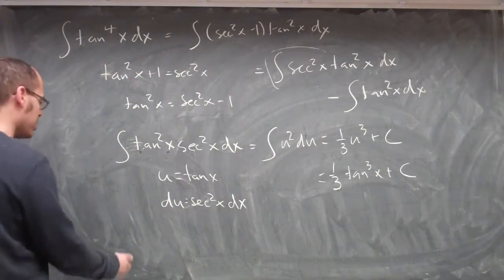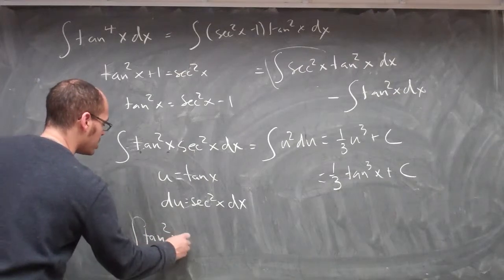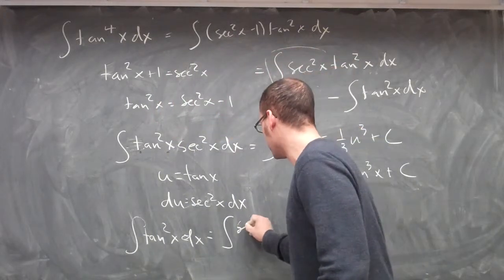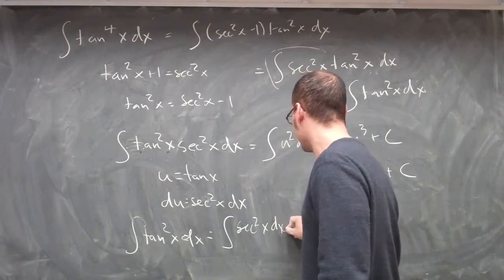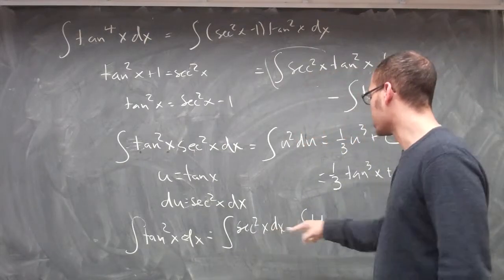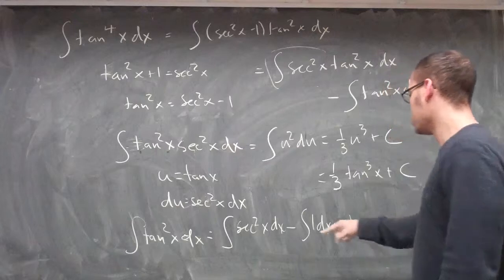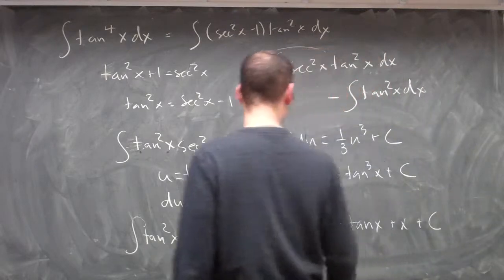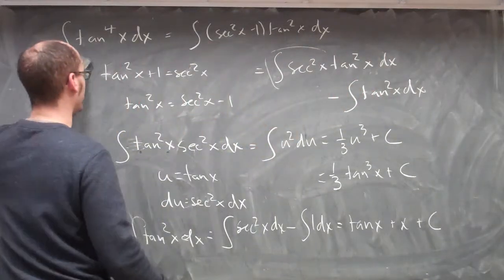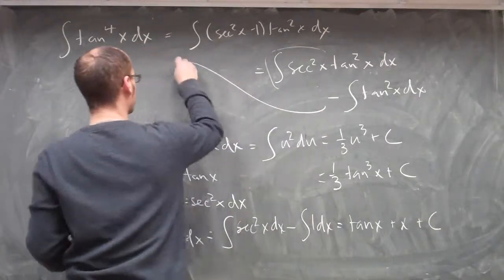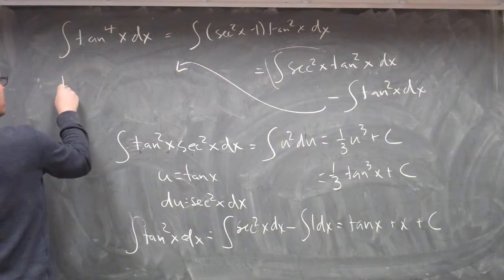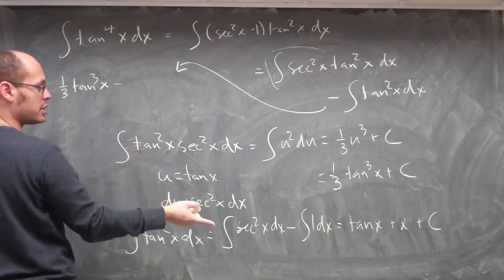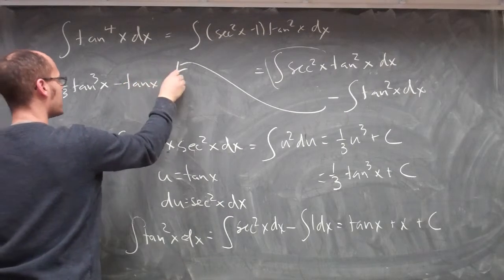Now we just have to do the second part, which, if you recall, the strategy was to just write it as the secant squared minus 1. The secant squared gives me a tangent. The 1 gives me an x. So altogether, when I put those two things together, what I get is that this integral is equal to the first part, 1/3 the tan cubed of x, and the second part, minus the tangent plus x, plus c.